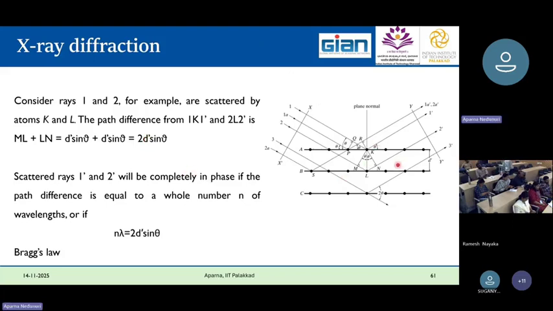The scattered rays will be completely in phase, or constructive interference would happen, only if the path difference is equal to a whole number of the wavelength of the X-ray. So n lambda should be equal to the path difference, and the path difference here is ML plus LN, which sums up to 2d sin theta. If n lambda equals 2d sin theta, only then will you have scattering which is completely in phase. This is Bragg's law, and we use Bragg's law day in, day out while analyzing X-rays.